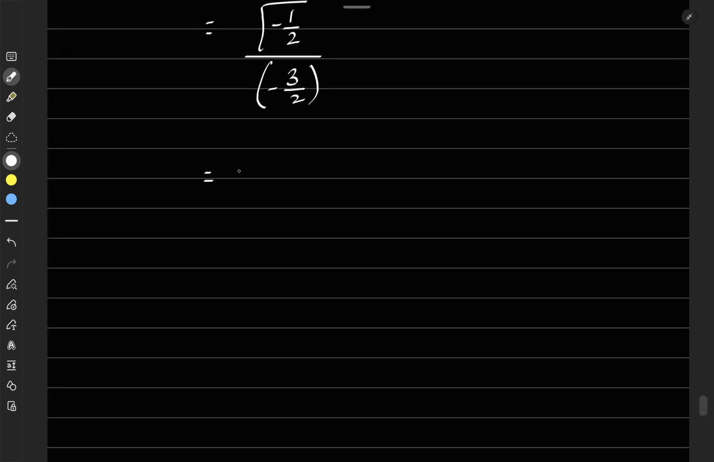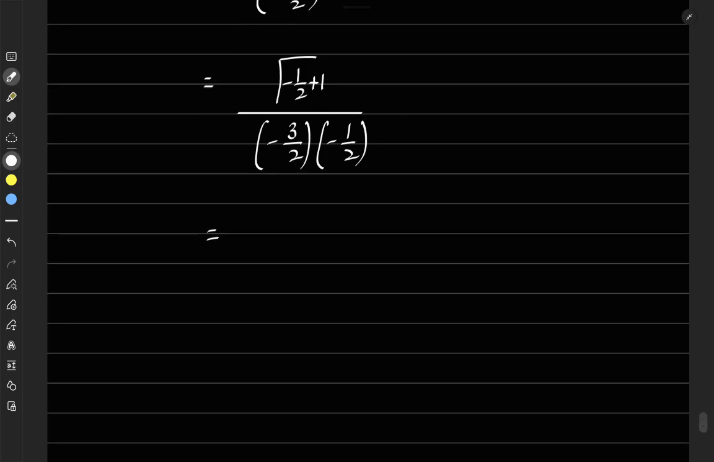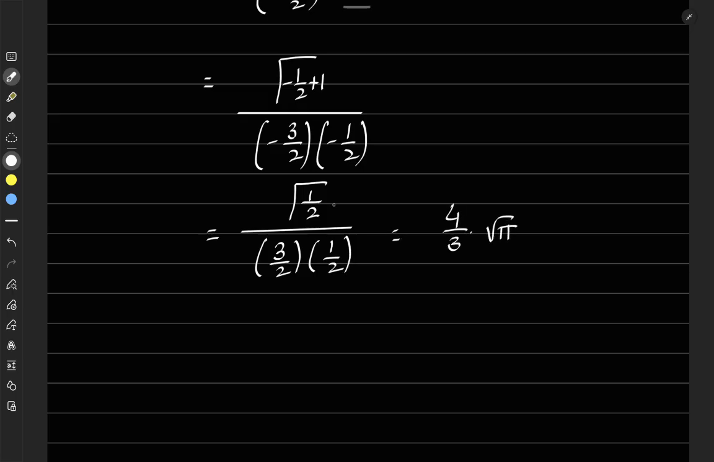Now this gamma of minus 1 by 2 can be evaluated as gamma of minus 1 by 2 plus 1, divided by minus 1 by 2, and we write the minus 3 by 2 as it is. So we have gamma of half divided by 3 by 2 into 1 by 2, which is 4 by 3 into root pi, as gamma of half is root pi. Okay, so this is how we will be evaluating the values.